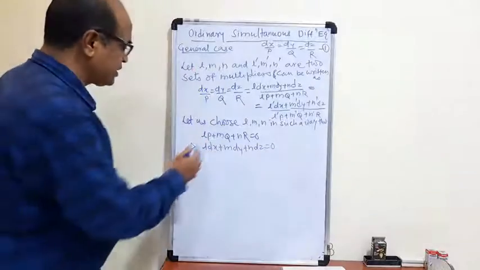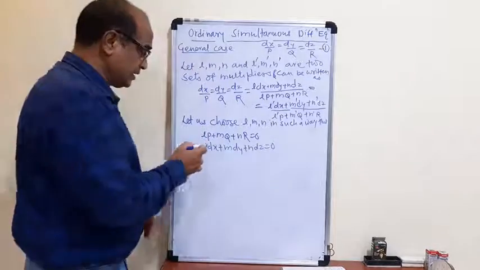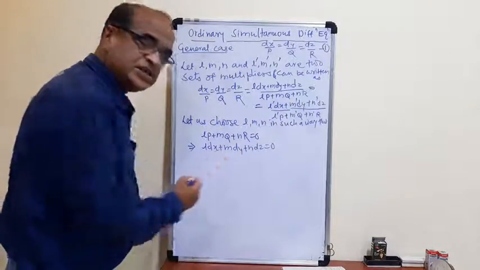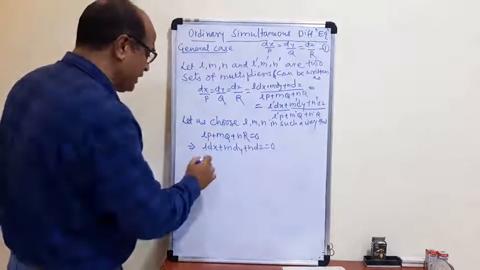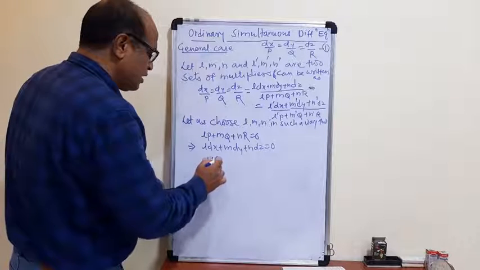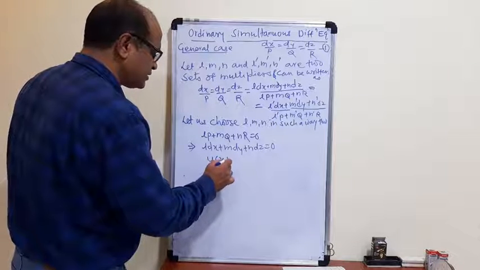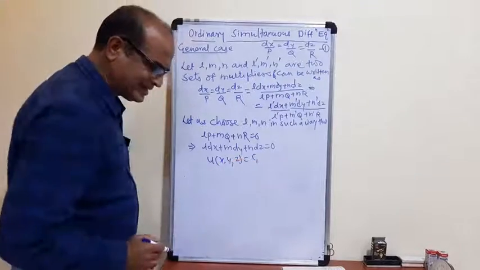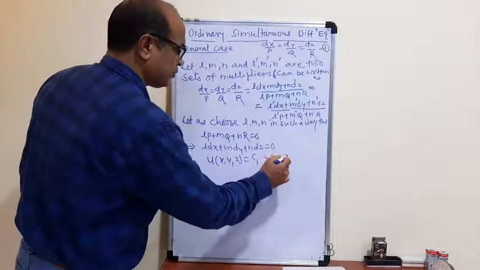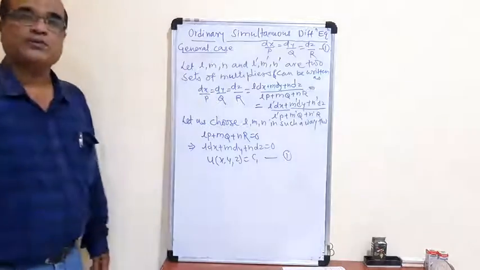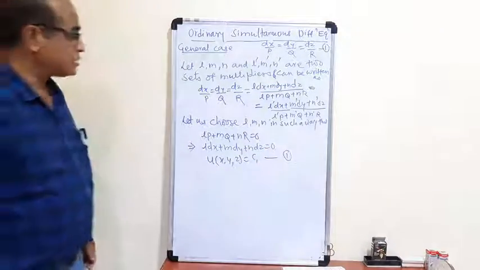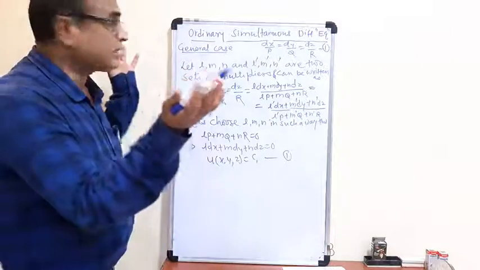On integration, solving this first order and first degree differential equation, we get the solution u of x, y, z, a function of x, y, z, is equal to c1, where c1 is a constant. So that is one part of the complete solution.